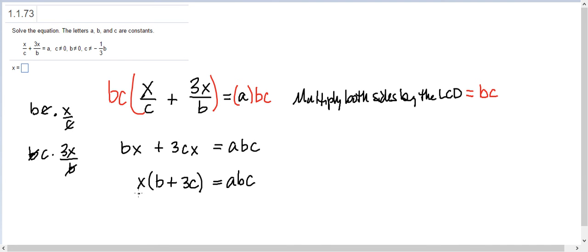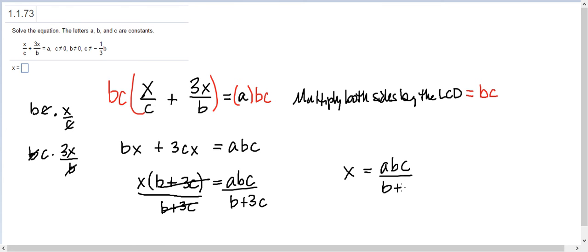So now if I divide both sides by B plus 3C, then this cancels this. And so this is my final expression, X equals ABC over B plus 3C. And that is the final expression that belongs here.